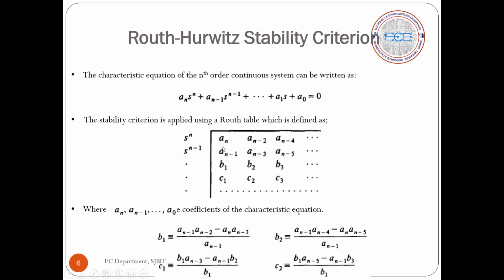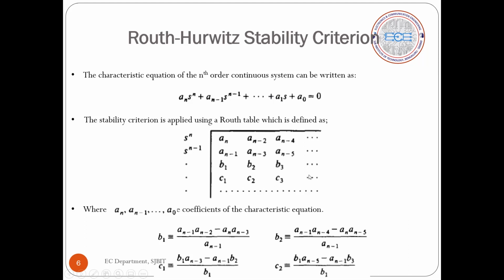The first two rows of the table we write just by looking into the characteristic equation. The first row I call the s^n row of the Routh-Hurwitz table. I take the s^n coefficient, skip the next one, and pick up the next one. Like that, I pick up the alternate coefficients in the first row. In the second row, the s^(n-1) row, I take whatever coefficients are left out. So the first two rows we fill by looking into the characteristic equation. From the third row onwards, we will be computing the entries.